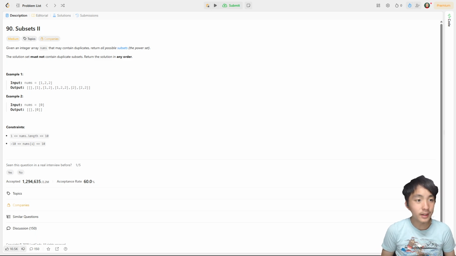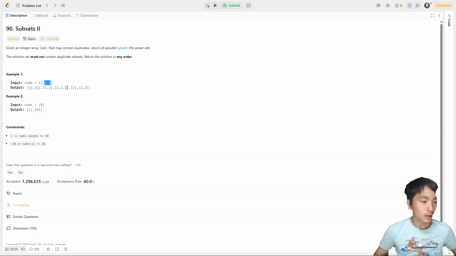This is LeetCode number 90, Subsets II. In this problem you have an array and you want to find every single possible subset, but no duplicates allowed. But in the problem there are going to be some duplicates, like 2 and 2 here.